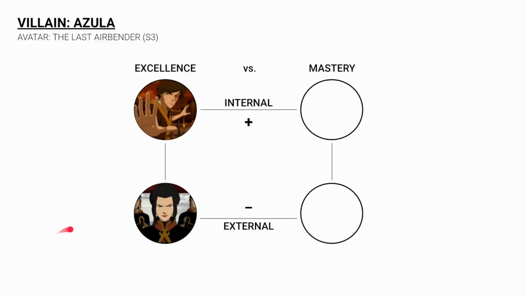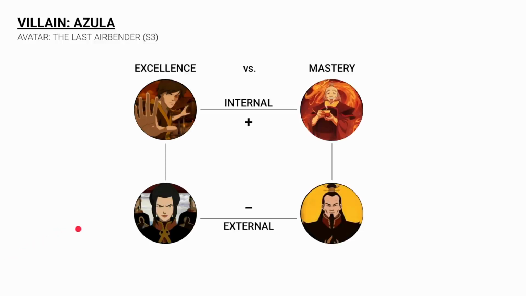Internal versus external. So we stick Ozai in the negative of mastery, and Iroh goes in the positive of mastery. And Ozai is the expression of external mastery, right? Again, he wants to be in control of everyone else, master over everyone else, master over the world, master over all the power. That's his character.